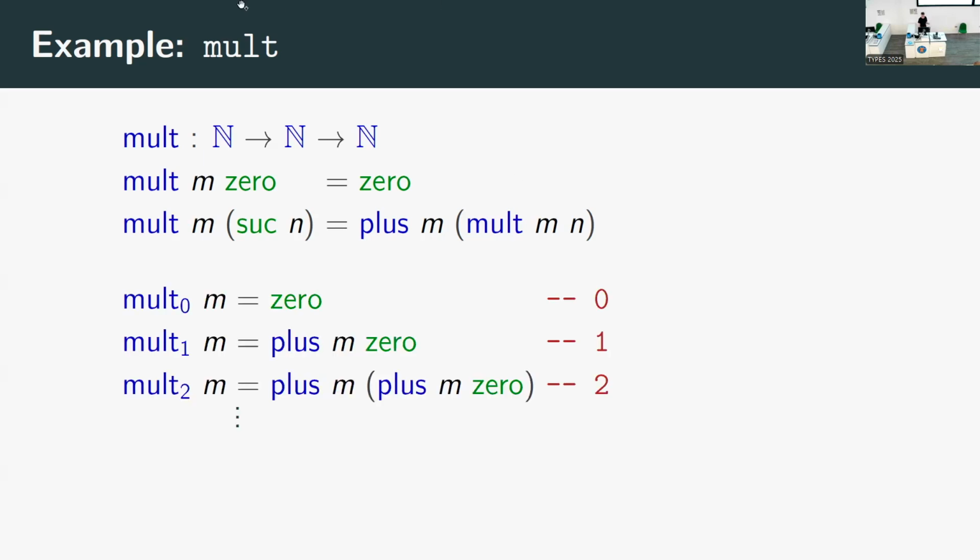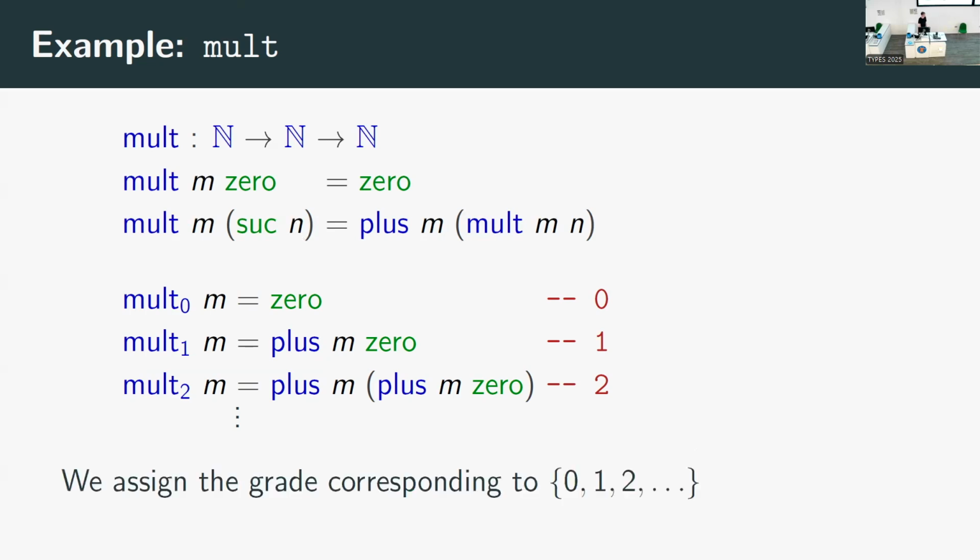Unfolding it, this time we get 0 times in the base case, then 1 time, and then 2 times, and so on. So here it depends on however many times we end up unfolding it. The value of n is the number of times m is going to be used. So the best thing we can really do here is to take the grade corresponding to any number of uses. We can't really say anything.